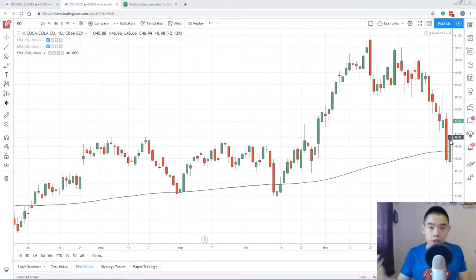So we have three things, or four things. Number one, fundamentals are good. Number two, trend is up. Number three, we're at an area of value. And number four, we have a strong bullish reversal pattern telling us that buyers are in control and the price could possibly head higher.